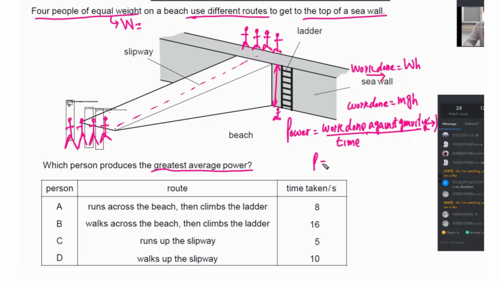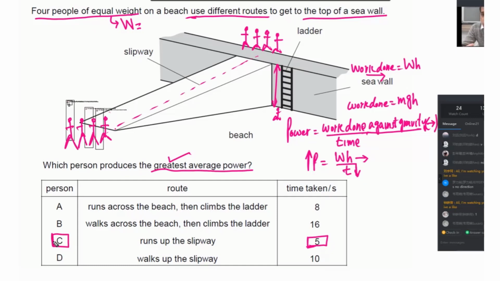So we can write down power is equal to Wh over t. This is the same. Now we need to find the greatest power. It means the time has to be the smallest, the shortest time. If you look at the options now, the shortest time is C. So the answer for this question has to be C.